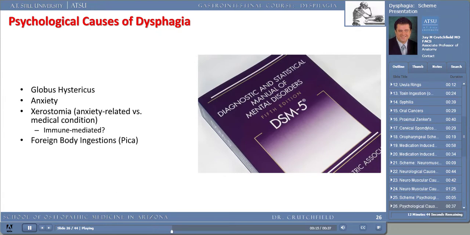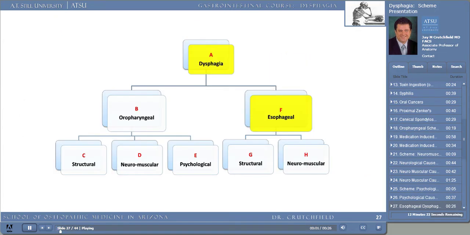Foreign body ingestions, for example, pica, patients who eat dirt, hair. I have an interesting story of a patient who didn't complain of dysphagia, but he did suffer from pica, and on the way to the operating room, he actually ate his armband, and we found that in the operating theater after he was under anesthesia, and we had his stomach open. Anything is possible.